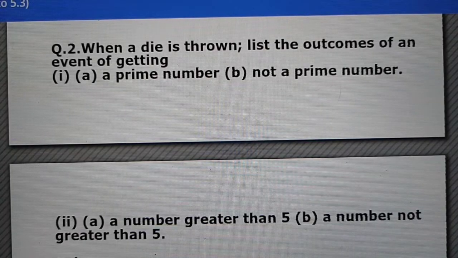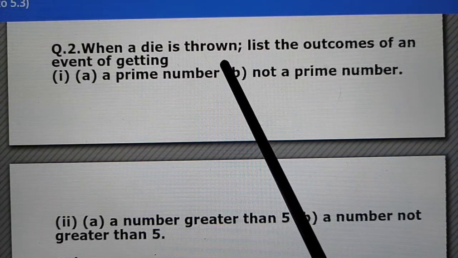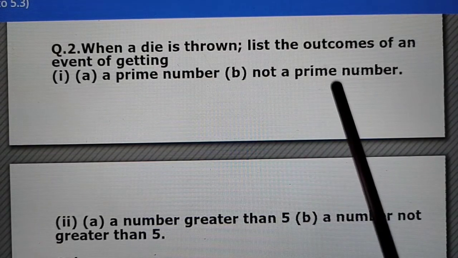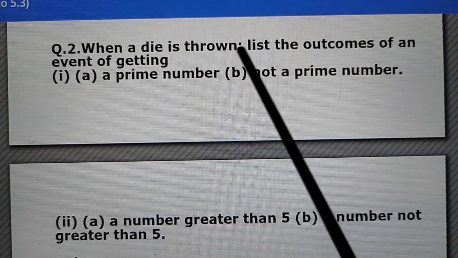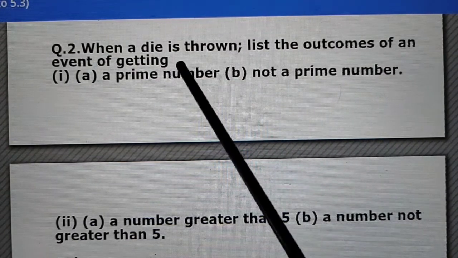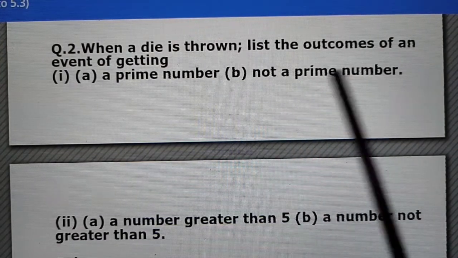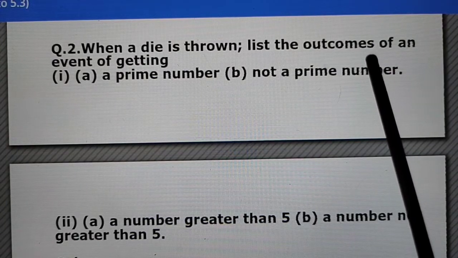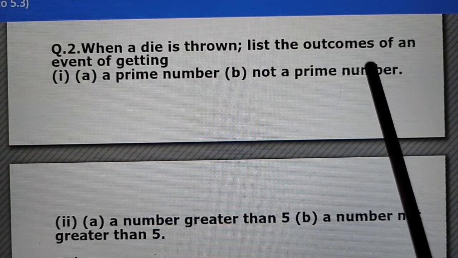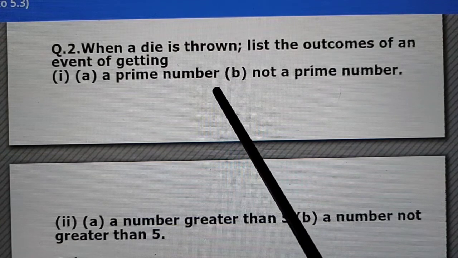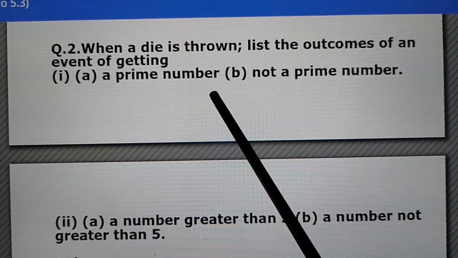Now students, observe the second question of this exercise, that is when a die is thrown. You know the die, as we did a few examples yesterday in the videos as well as in the PPTs. It is the die on which the numbers 1 to 6 are placed. When a die is thrown, list out the outcomes of the event of getting a prime number. How many numbers are on the die? 1 to 6. And what are the prime numbers? Prime numbers are those divisible only by 1 and itself. And remember, 1 is not a prime number.